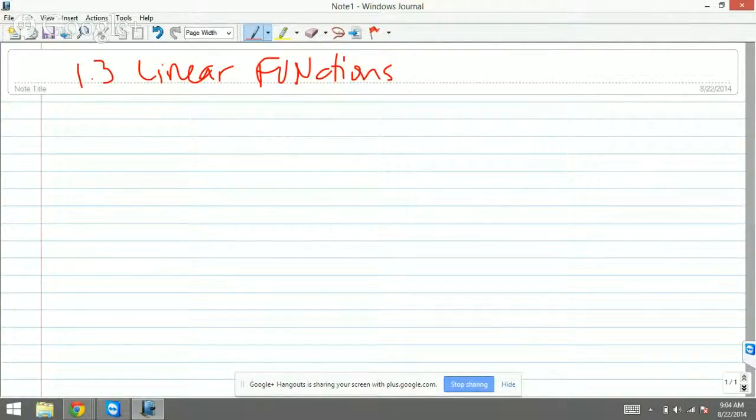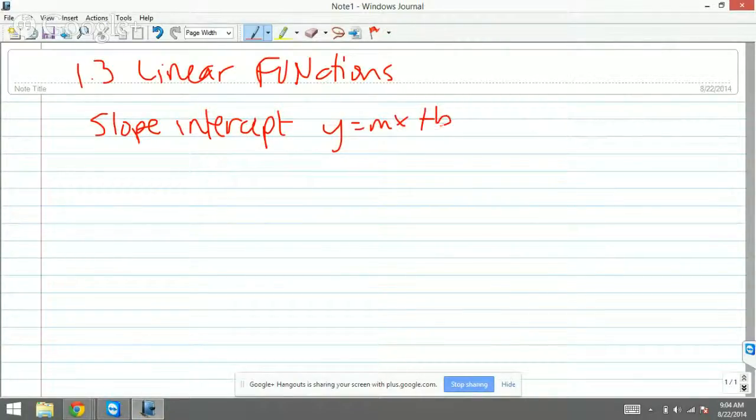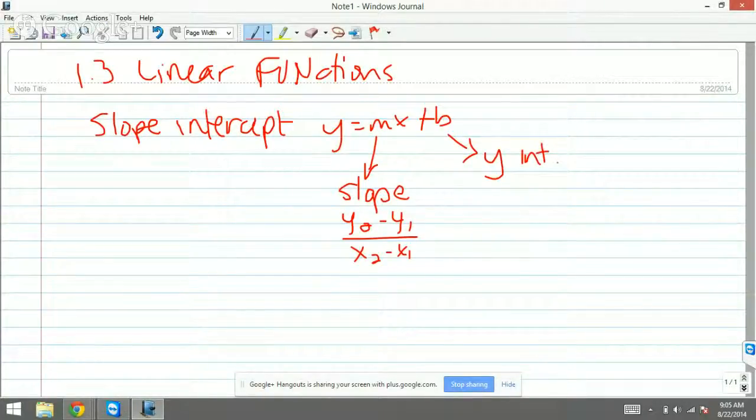Let's say, slope-intercept form of an equation? You guys remember? What does M represent? Do you remember the slope formula? y2 minus y1 over... Okay, good. And then B is the y-intercept. Okay, you guys are good there. I think we're okay with that.